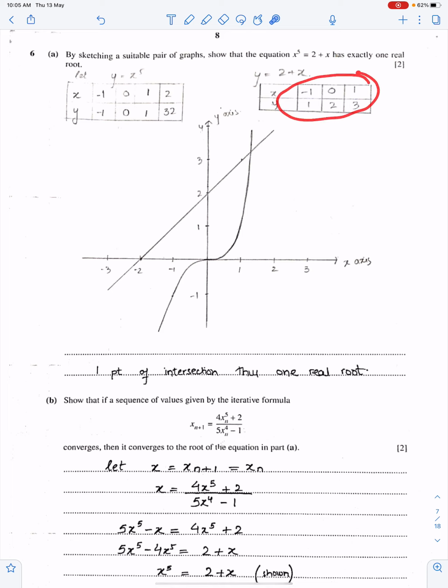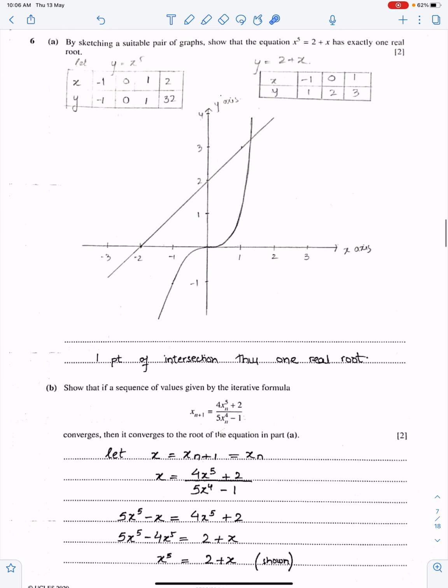So with the help of these values of x and y, we can easily sketch this line. This is here. And with the help of these values of x and y, we can easily sketch this curve. This is here. And according to this sketch, we have just one solution shown. The next part of this question.